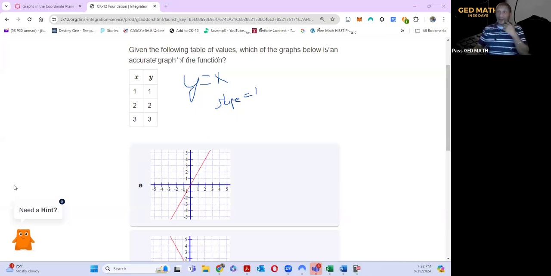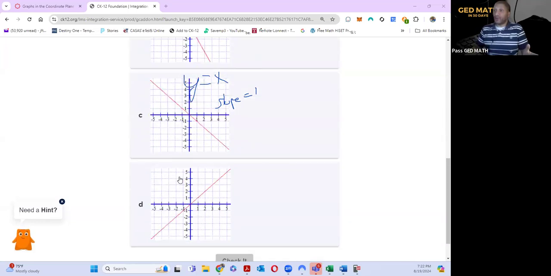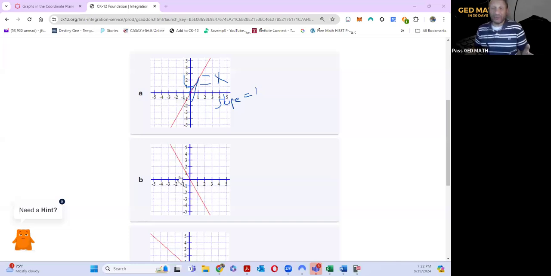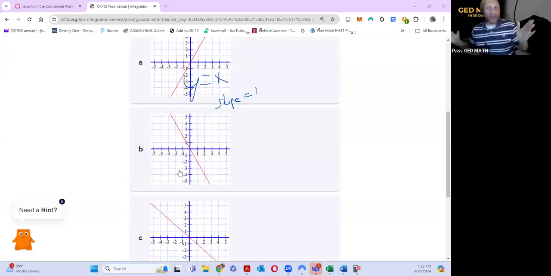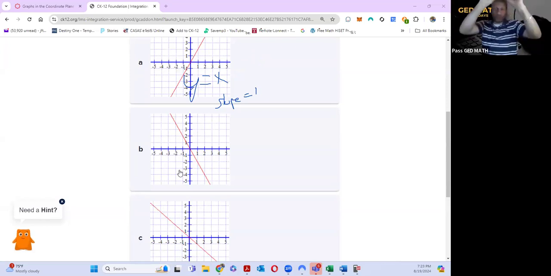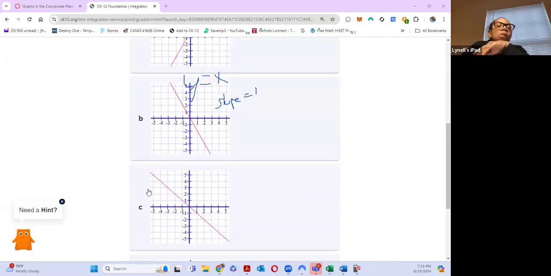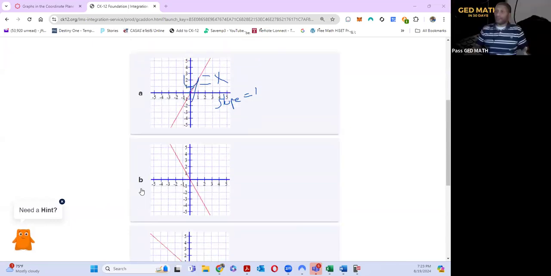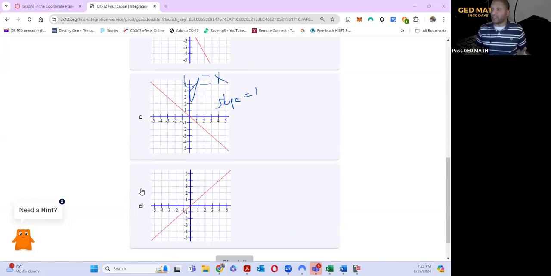Understand that, right? Okay, so right away, I know my slope can't be negative. So I know it can't be B. I know it can't be C. Does everybody understand that? Because B and C are both negative slopes because from left to right, it goes down. You should know that. From left to right, if it's going up, it's positive. If it's going down, it's negative. So I know it's not B or C. Got me? So I know it has to be positive.